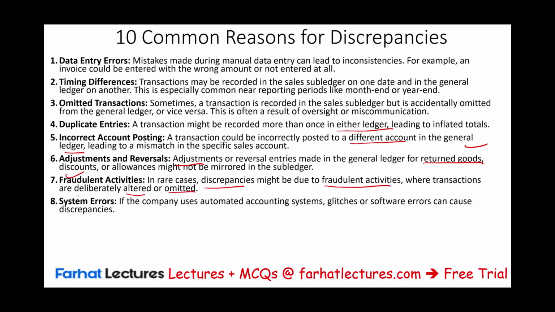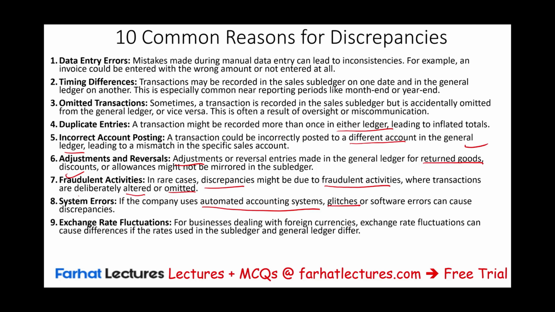It could be a system error. If the company uses an automated accounting system, it could be a glitch or a software error that could cause the discrepancy, and this could be a major problem. You need to fix the system, because remember, computers work great. They're consistent, so if they're making a mistake, they will make this mistake consistently.